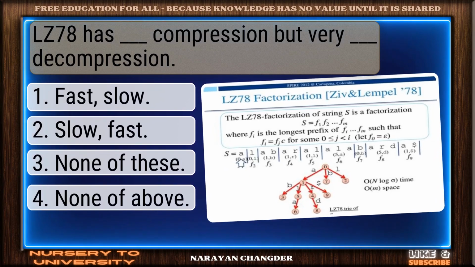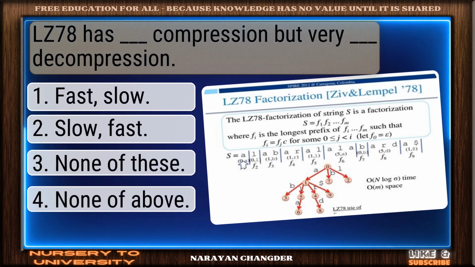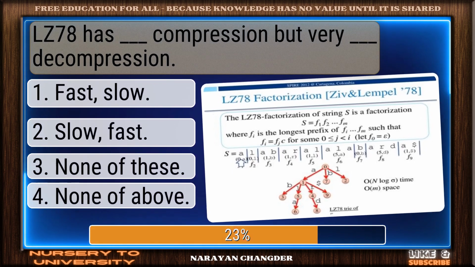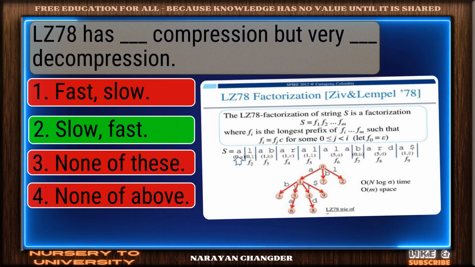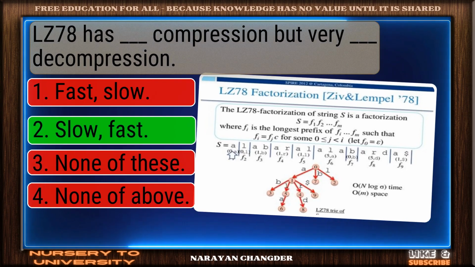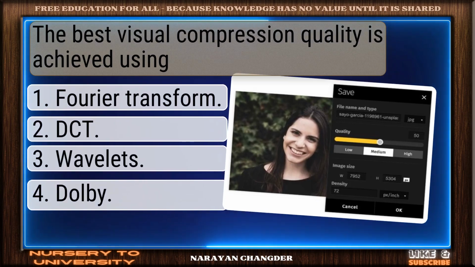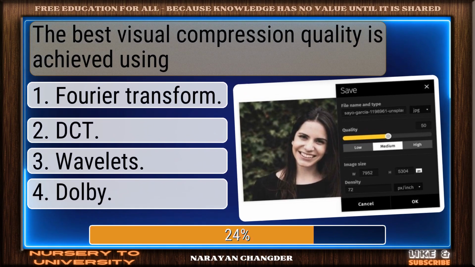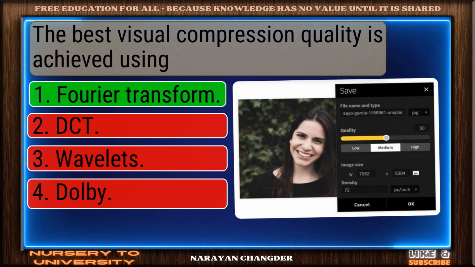Question number 56. LZ78 has dash compression, but very dash decompression. Right choice. Slow, fast is the best answer. Question number 57. The best visual compression quality is achieved using? Right again. Fourier transform is a valid answer.